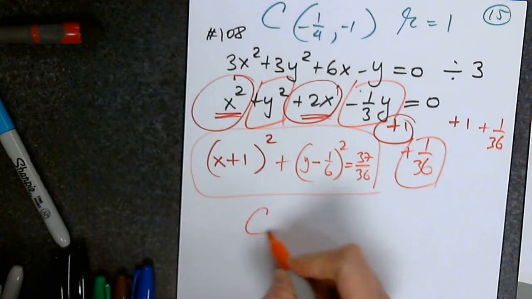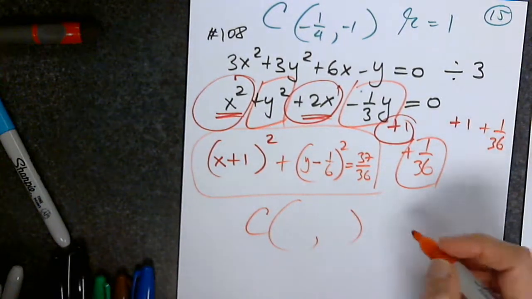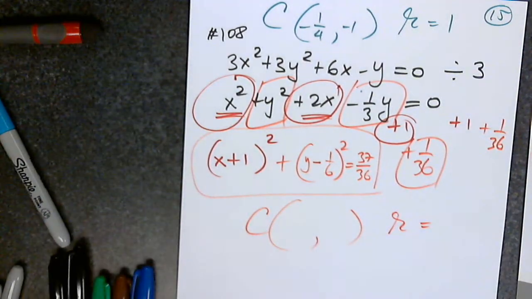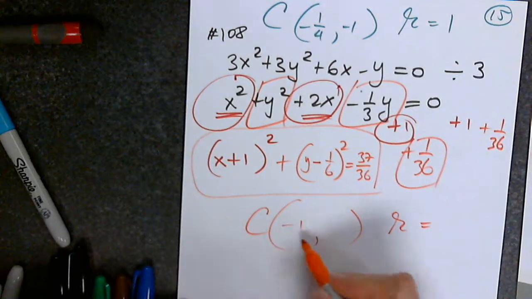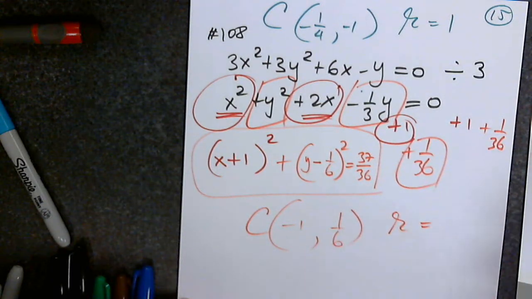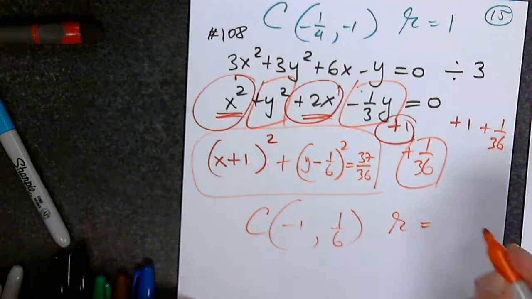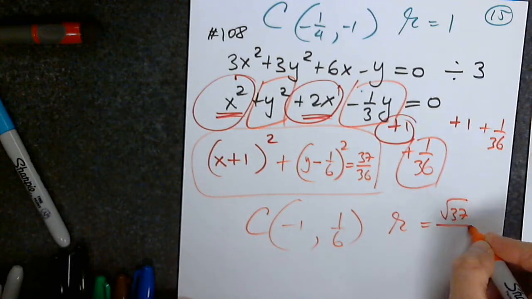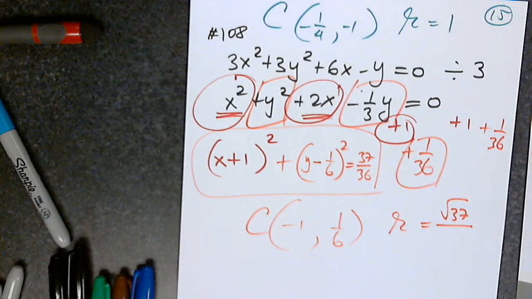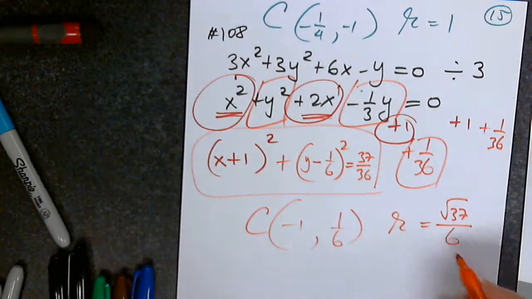Good. So then the center is, and the radius is, comma, good. And the radius, I have to take the square root of 37. I'm just going to write it like this. It has to be exact. And I have to take the square root of 36, and I get 6.